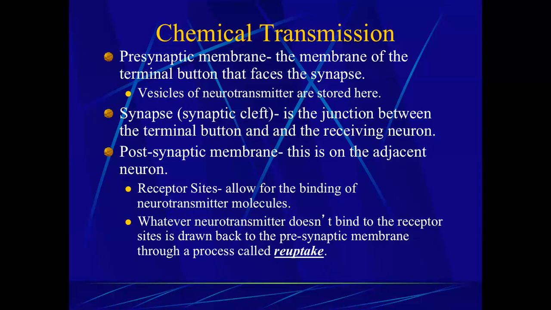And depending on whether that neurotransmitter is excitatory or whether that neurotransmitter is inhibitory, that next neuron is going to be depolarized or hyperpolarized. It's going to increase or decrease the likelihood of that next neuron firing. But that's how the messaging occurs. A neurotransmitter is released into the synapse. It binds to a receptor site on the postsynaptic membrane, and then it alters the electrical properties of the postsynaptic membrane, or the second neuron.